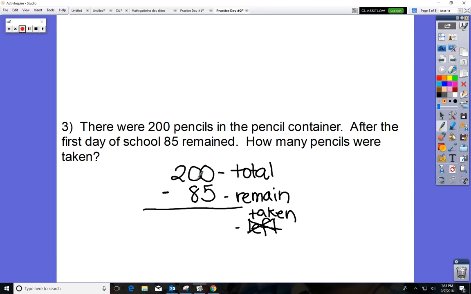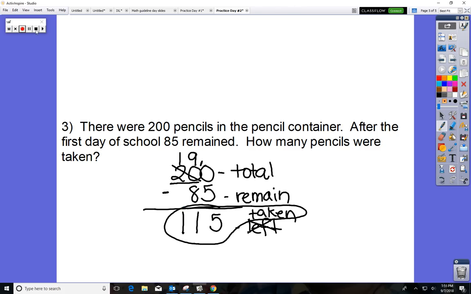So when I have this situation, if I can't take from a 0, what I do is I underline the 0 and the digit before it until I get to a non-zero number. So 2 is a non-zero number. So in order to do this, I'm taking 1 from 20. So I cross off the 20 and make it a 19. And then I can make this a 10. Some people just jump over the 0, borrow 1 from here, make this a 10, then change it to a 9, and then get back. I just find this to be a little easier. 10 minus 5 is 5, 9 minus 8 is 1, and 1 minus nothing is 1. So there would have been 115 pencils taken.